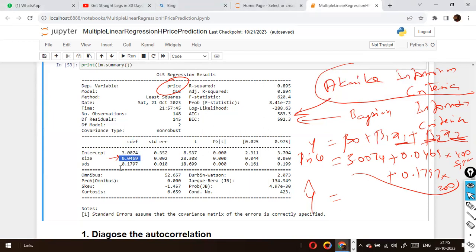Beta 2 is your... each independent variable will have a slope, don't forget that. Slope will differ from one independent variable to another independent variable, whereas the intercept is common.